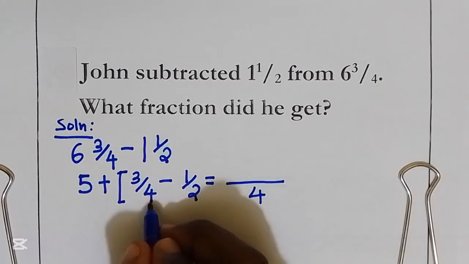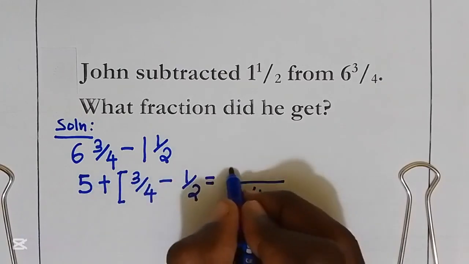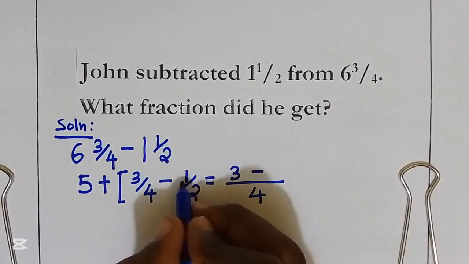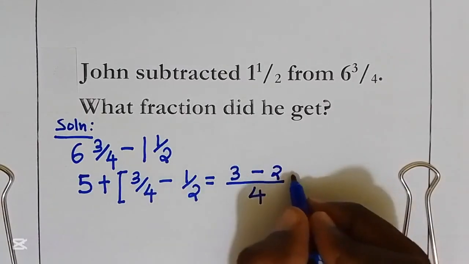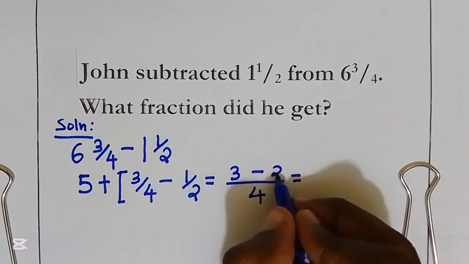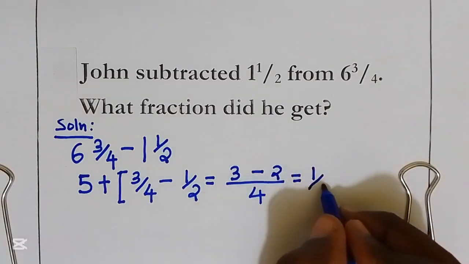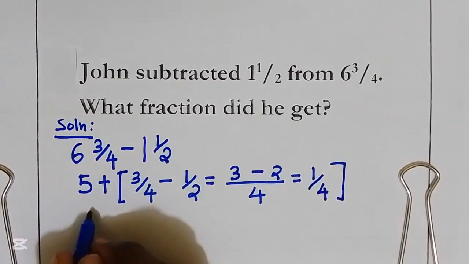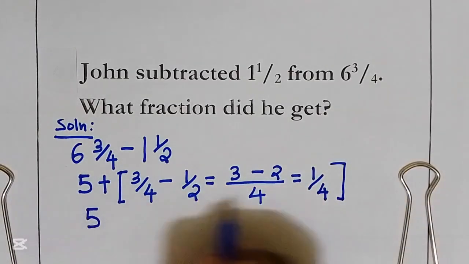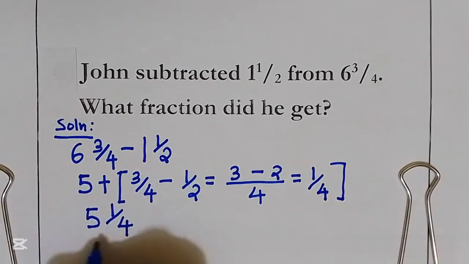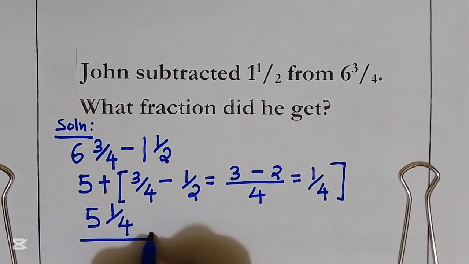4 divided by 4, we get 1, multiply by 3, we get 3, take away 4 divided by 2, we get 2, 2 times 1, we get 2. We get our answer for the fraction part equal to 3 take away 2, we get 1 over 4. So our answer is equal to 5 1 over 4. This is our answer.